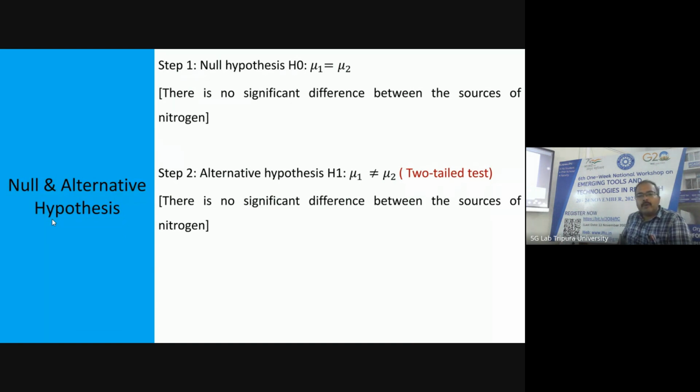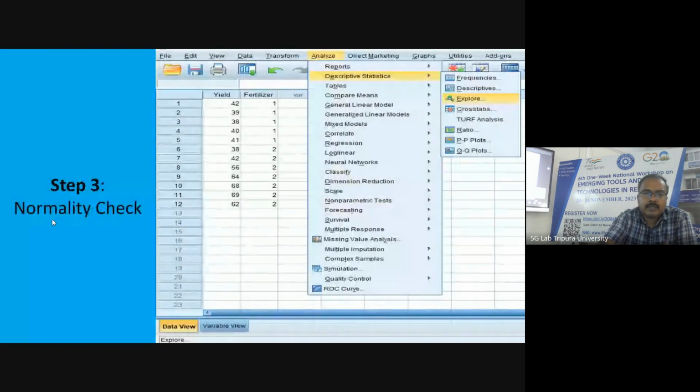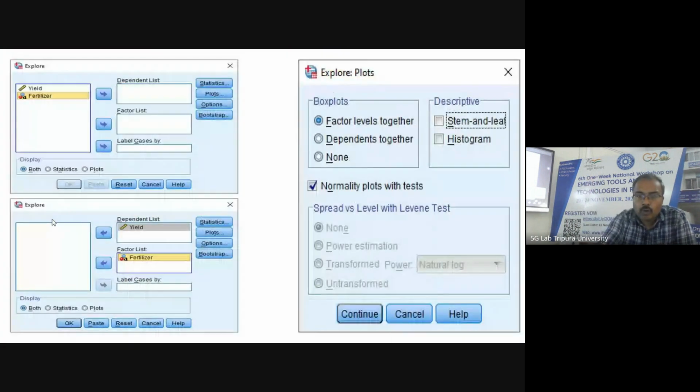Again, it's a two-tailed problem, and there is no significant difference between the sources of nitrogen. That has also been said. So, first thing, to check the normality, go to descriptive statistics, then Explore. Here you have two different variables, because we have two samples: one is chloride, the other one is urea.